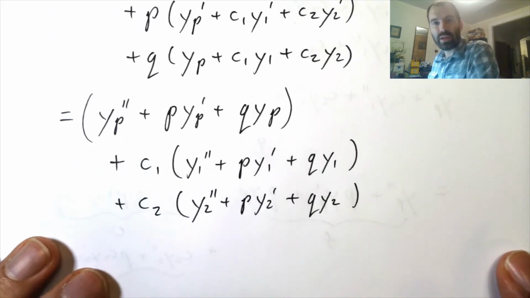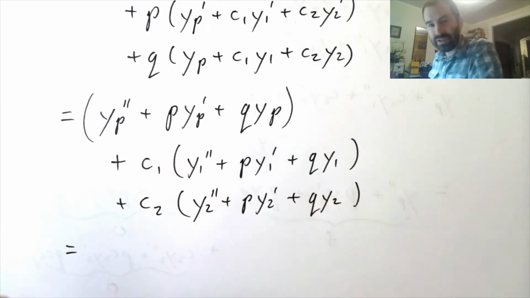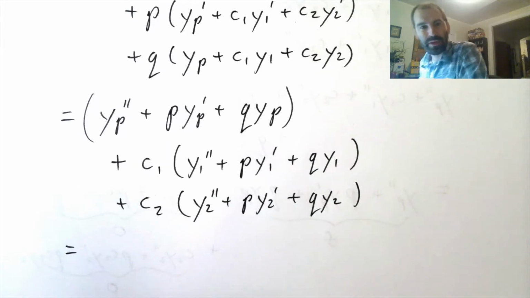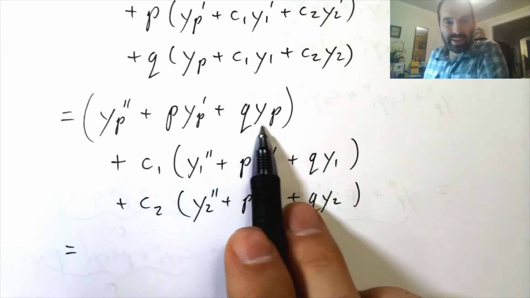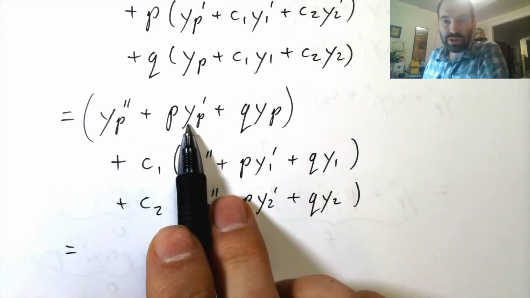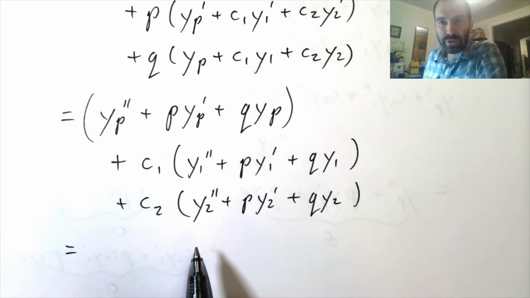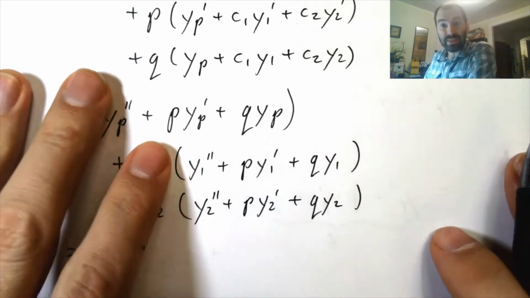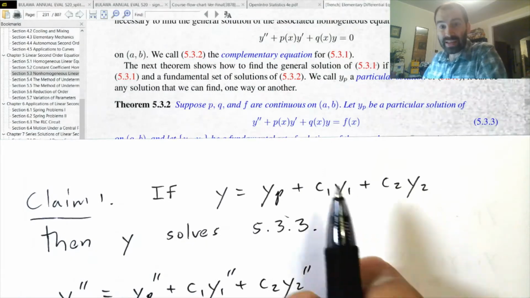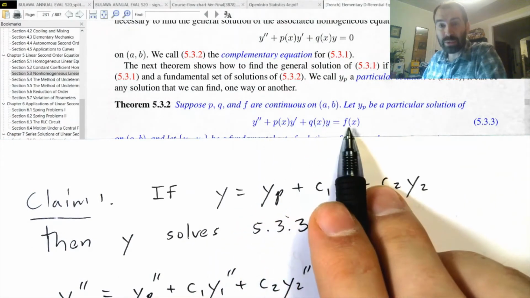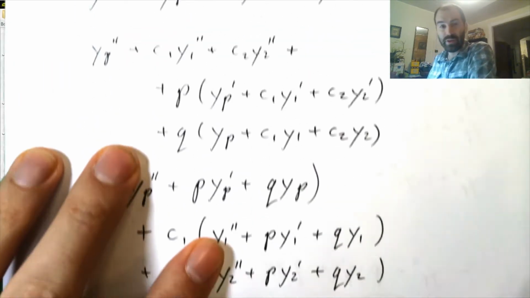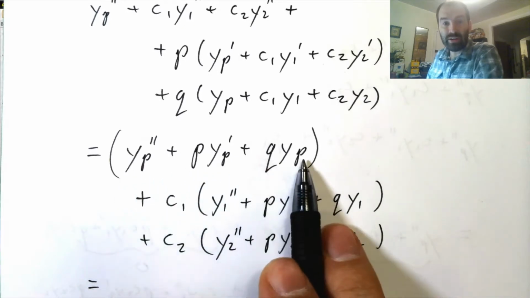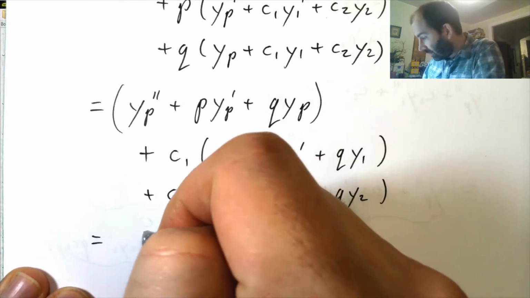If you didn't get it before, feel free to pause the video and see if you can get it now. What's this? This is the particular solution plugged into the left-hand side of our differential equation. But as the particular solution, it is a solution, so it solves it. So that means that's equal to f. So this thing right here is f.